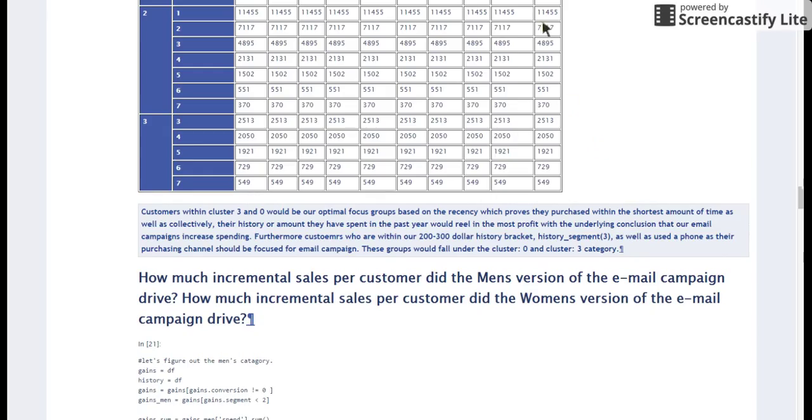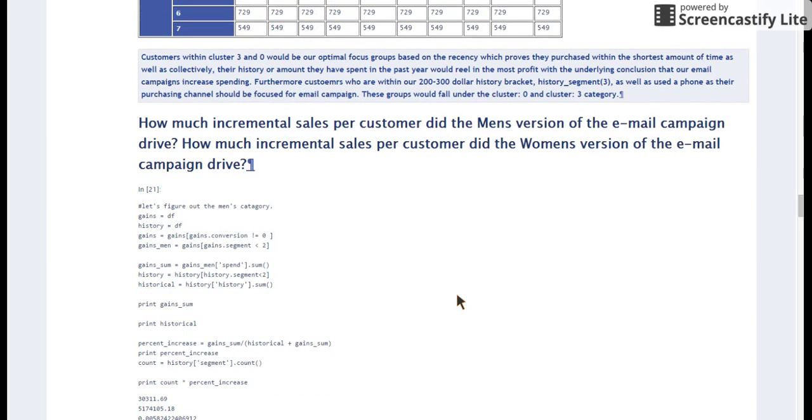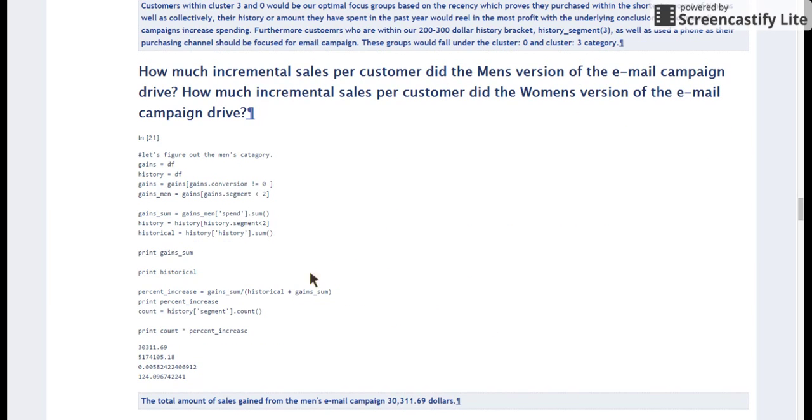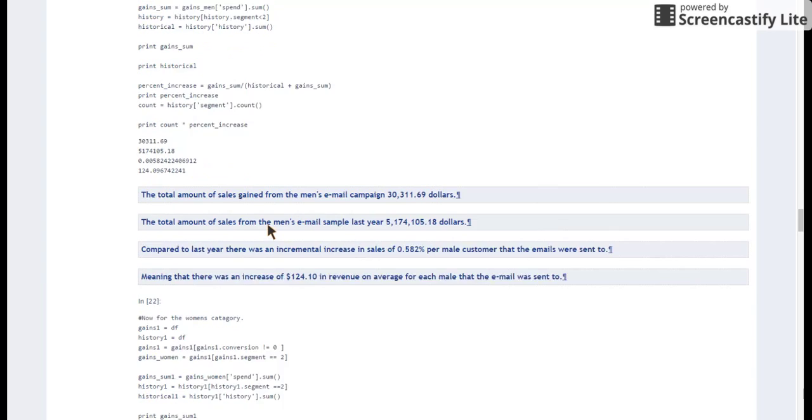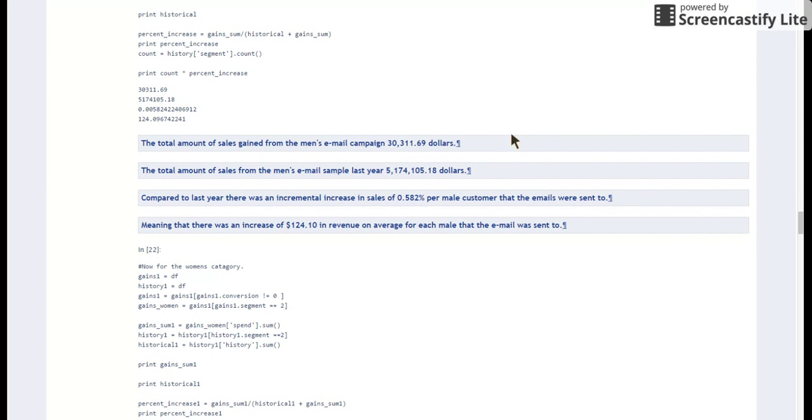All right, and that brings us to our next question, incremental sales per group. We broke up our data into the people that were converted and the people that were not, and we looked at how much they spent. This group spent $30,311.